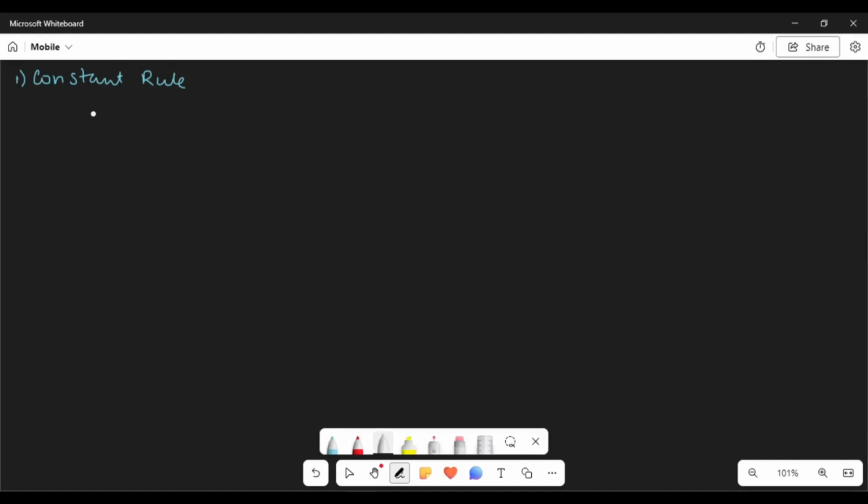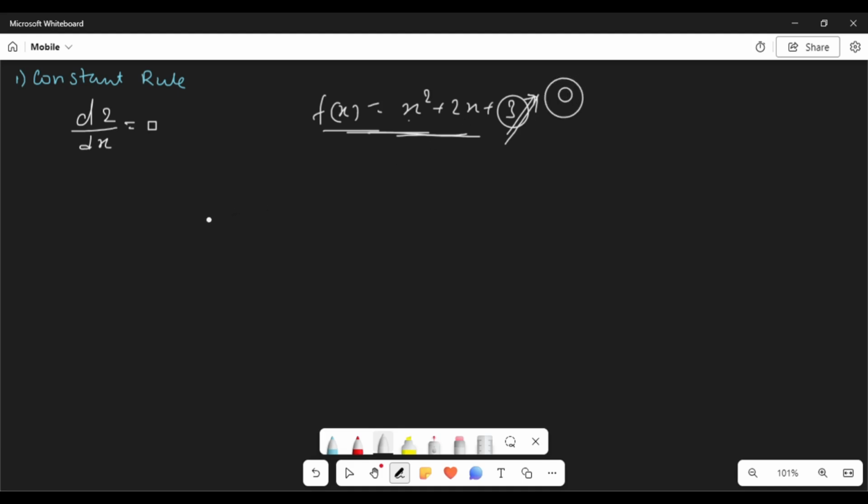Constant rule means the derivative of a constant term, say a number, will always be 0. For example, let's say you have a function like this, and you try to find the derivative of this function. So here is a constant term. There is a rule that will come later, known as sum rule. We will find the derivative of each term. So the derivative of this term will be 0. So that is the constant rule.